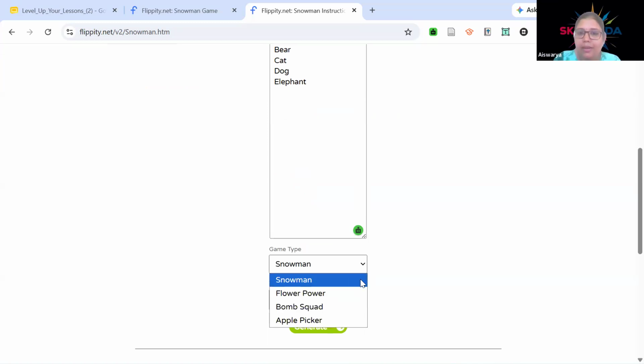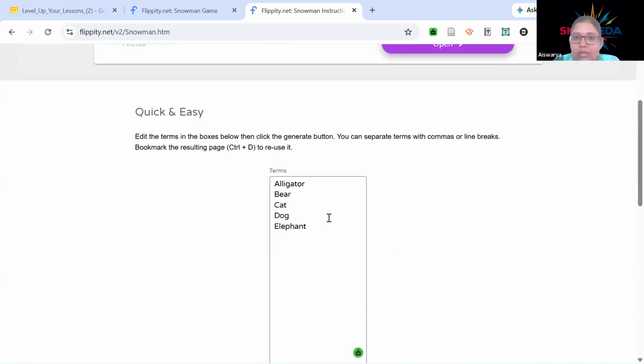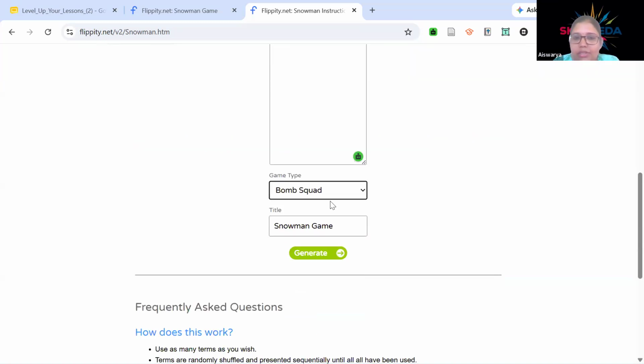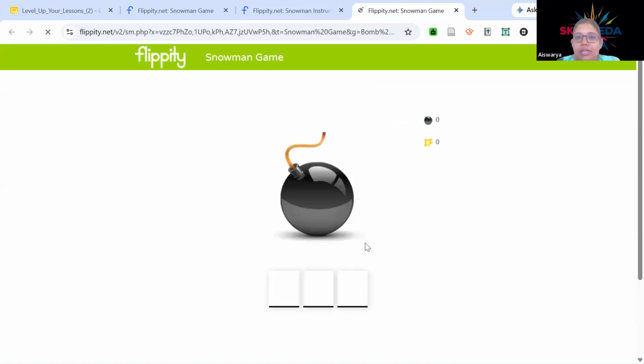And what sort of game do you want? You want a snowman or a flower bar or bomb squad or apple picker, or a different view, maybe. Maybe we will try this once. And I'm going to generate it. So if you have your own words, you can just put them here, select the game type and generate. Once you generate, can you see here? The snowman has changed into a bomb now.